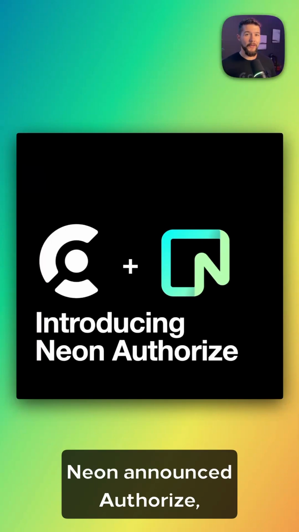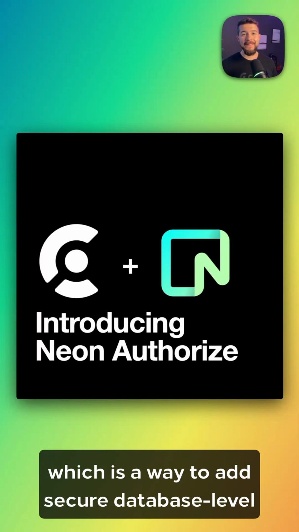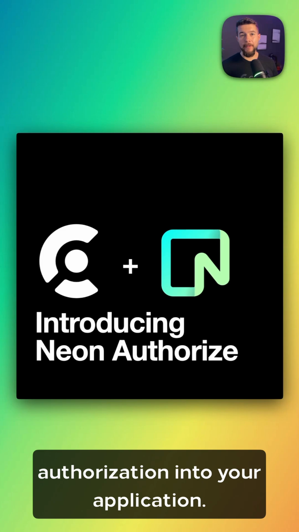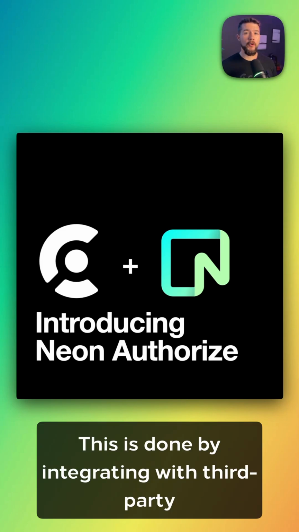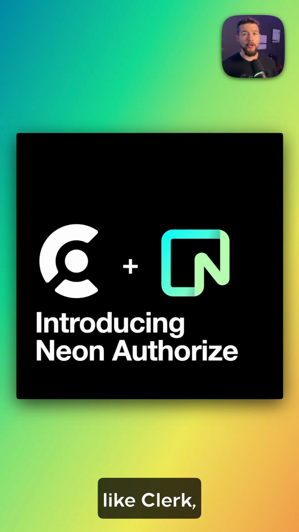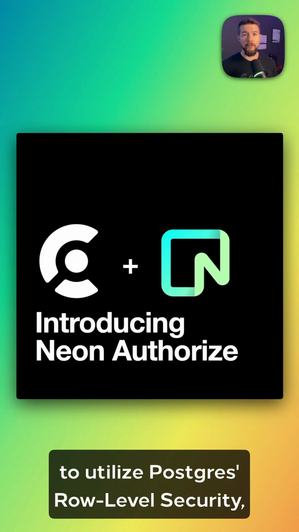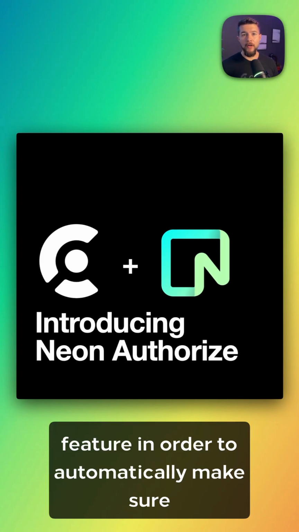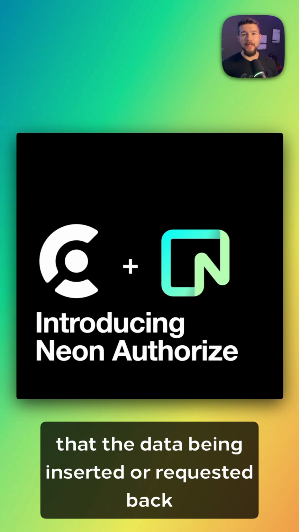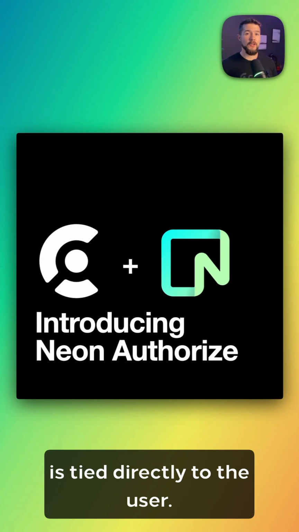Today, Neon announced Authorize, which is a way to add secure database-level authorization into your application. This is done by integrating with third-party authentication providers like Clerk to utilize Postgres's row-level security, or RLS, feature in order to automatically make sure that the data being inserted or requested back is tied directly to the user.